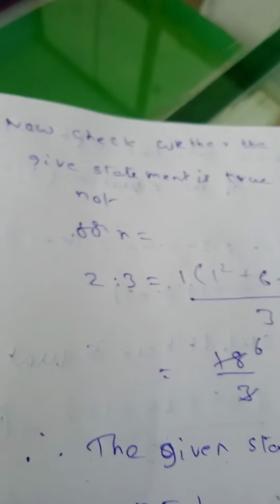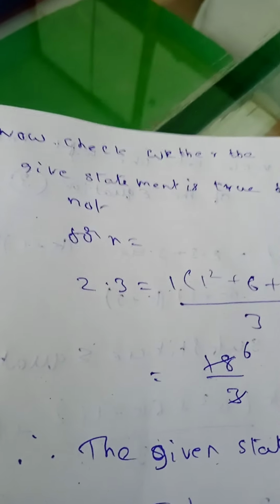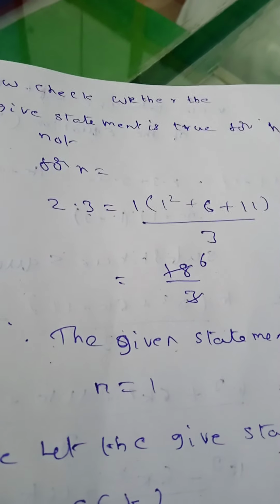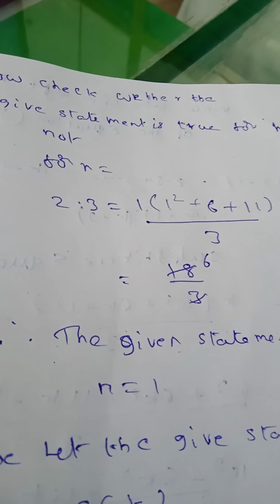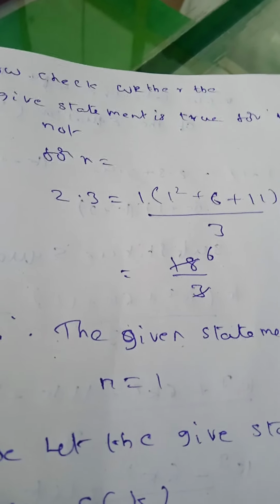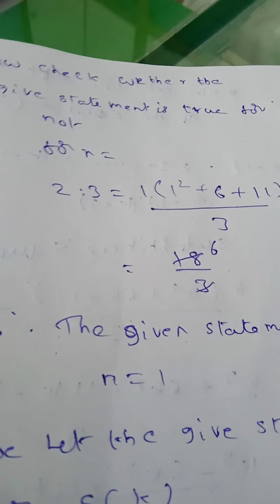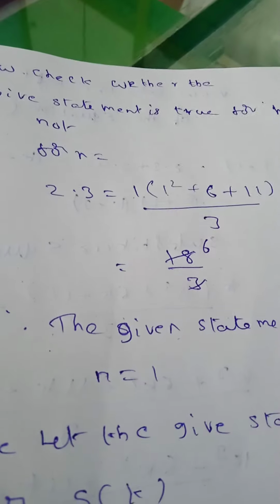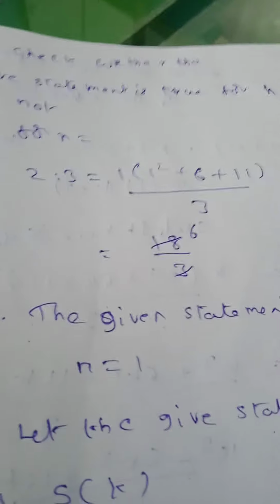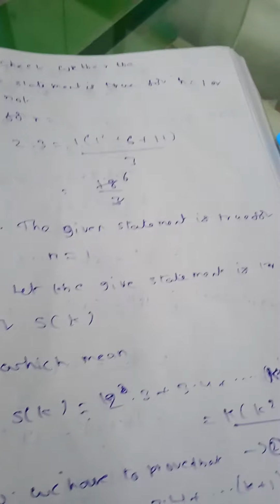Now check whether the given statement is true for n equal to 1 or not. For n equal to 1, 2 into 3 equals 1 into (1 square plus 6 plus 11) whole by 3, that is equal to 18 by 3, that is equal to 6. Therefore the given statement is true for n equal to 1.